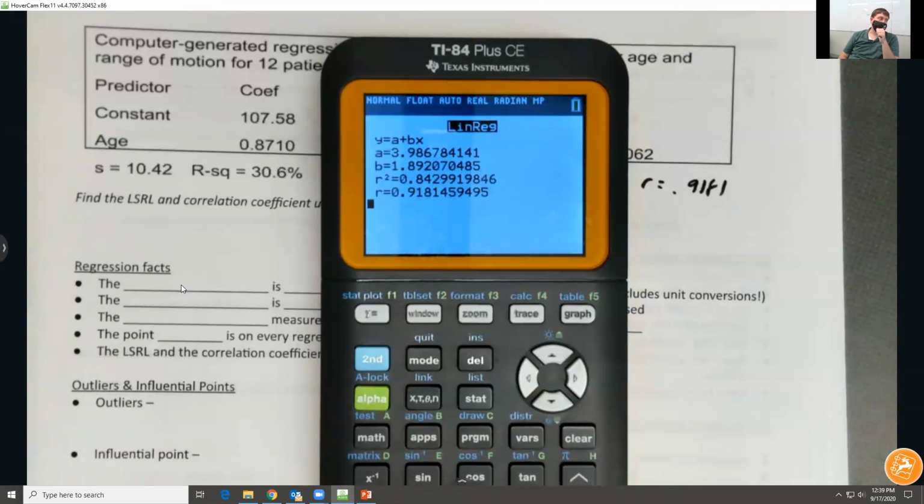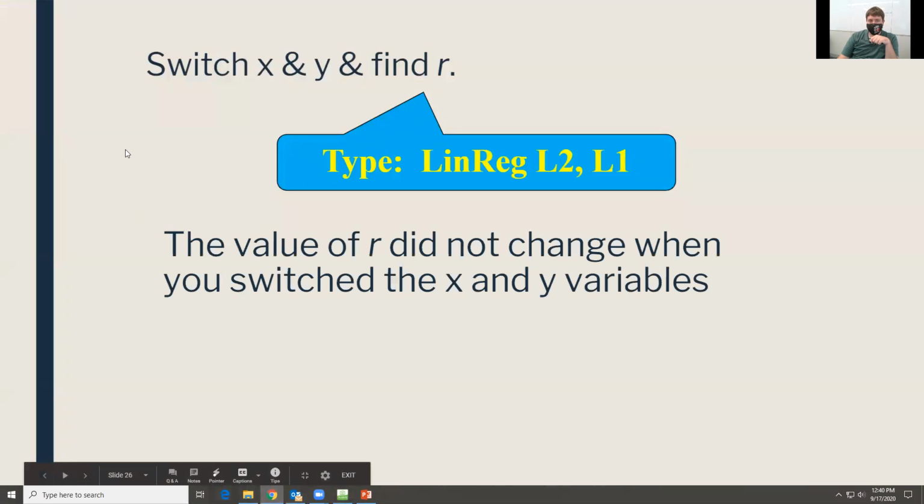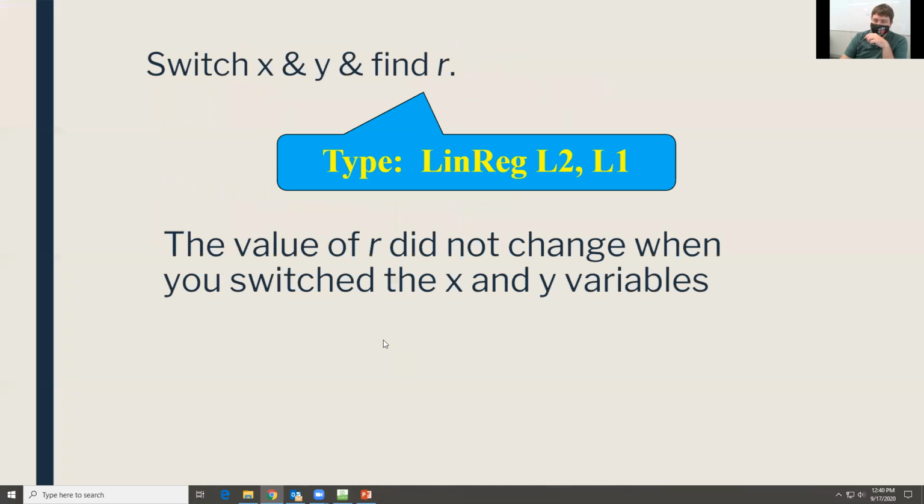So this helps out. I'm trying to show you guys shortcuts so you don't have to spend hours, minutes, seconds, days, whatever, typing in lists over and over again. It's tedious. It's not fun. And I don't want you to hate the class because of that. So use these shortcuts. All right, so slide number 2 is going to give you the answer for the next blank. The value of R did not change when we switched our variables there.